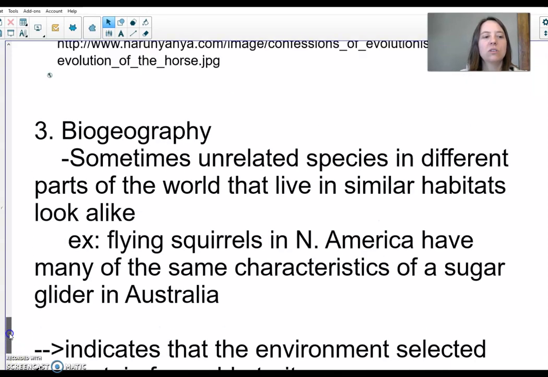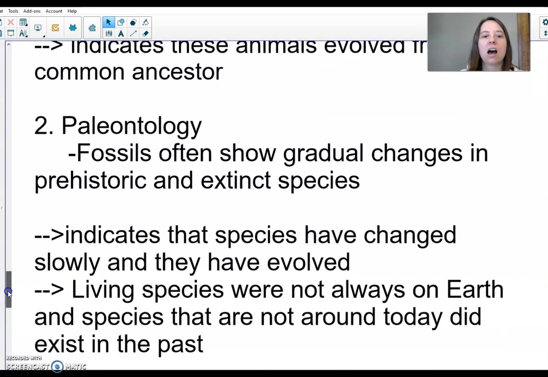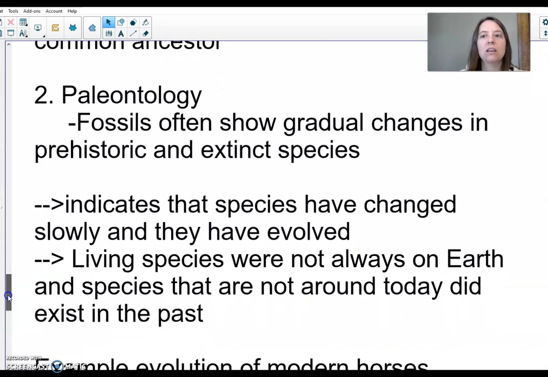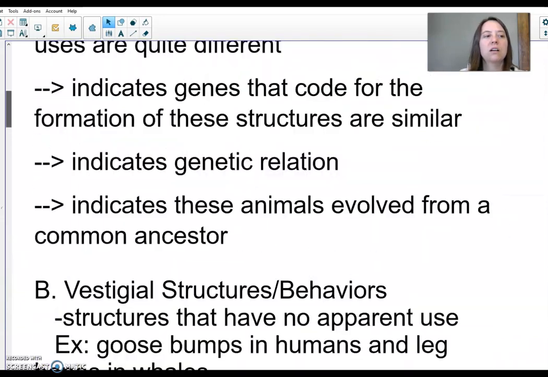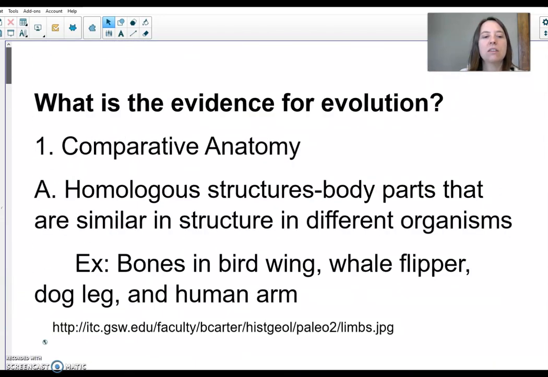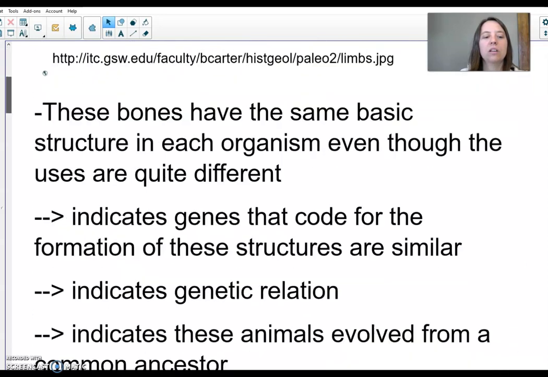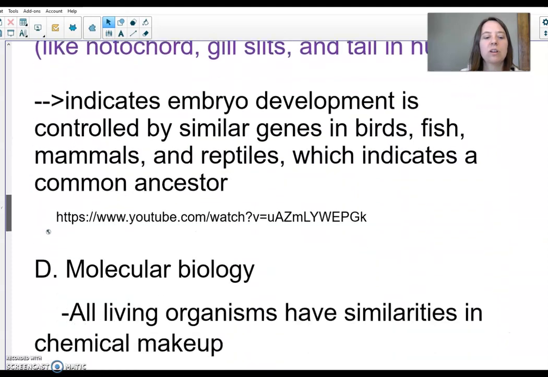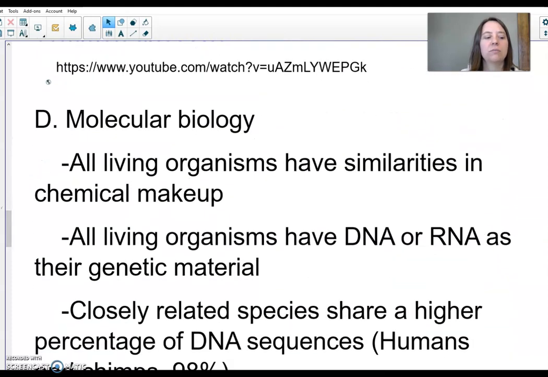And we also talked about paleontology, fossil record, and what that shows about species, how they've changed over time. And we talked about comparative anatomy with the homologous structures, vestigial structures, similarities of embryos, and molecular biology. Tomorrow, we are going to be talking about the process of evolution and how that works.